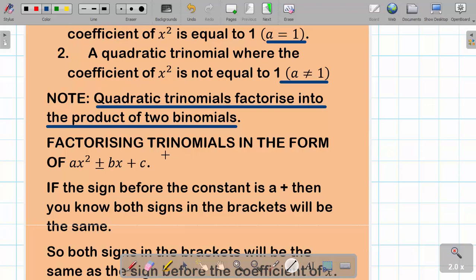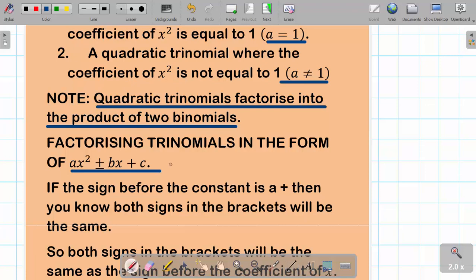Alright, now to start with, factorizing trinomials in the form of ax squared plus bx plus c. Now you see here I don't have plus or minus, it's only ax squared plus or minus bx plus c. Let me give you an example.